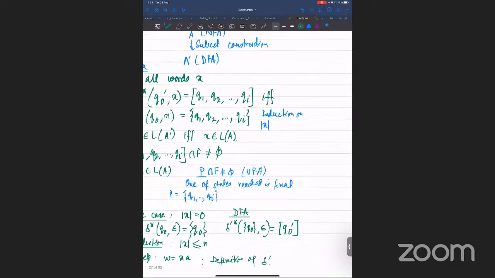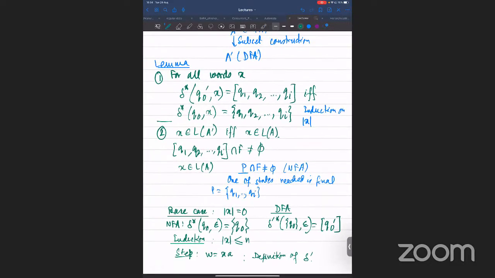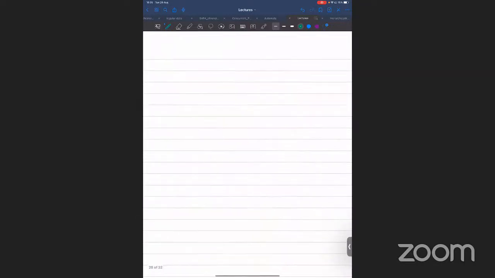Right. So I'll just write maybe what we are trying to prove. We had this definition of delta prime. So delta prime star of Q0 XA, you will have to use delta prime of delta prime star Q0 comma X, comma A, right? This is what you can use and you can prove it. Good. Any question so far?